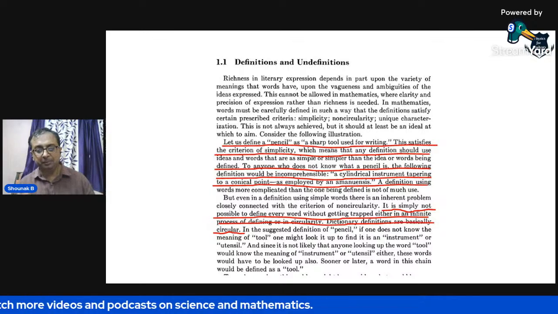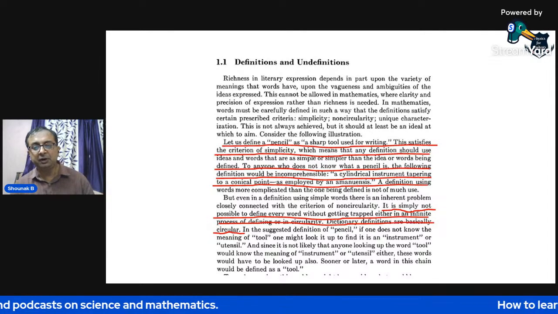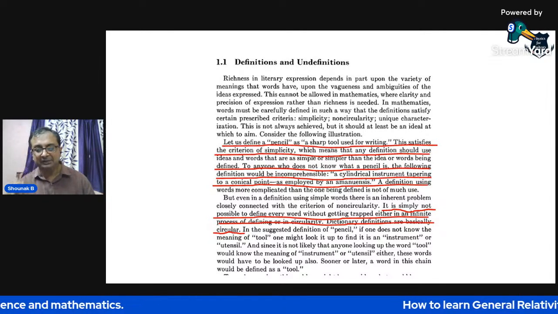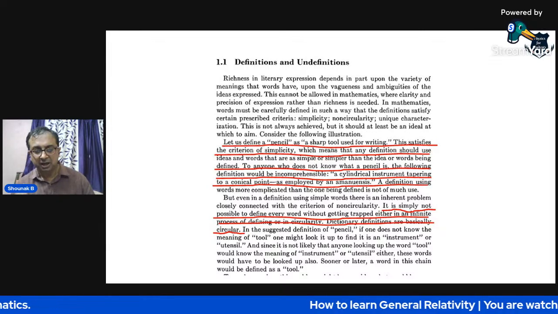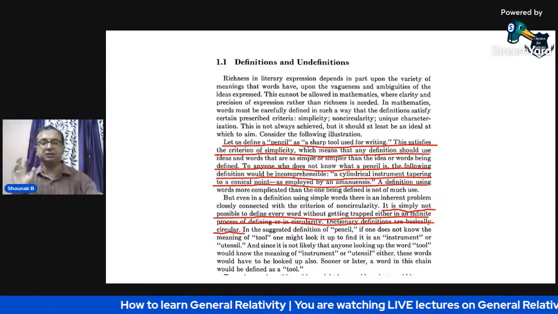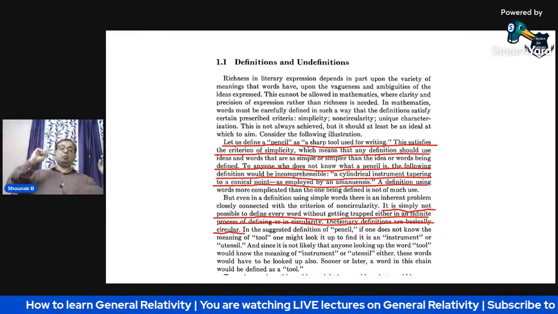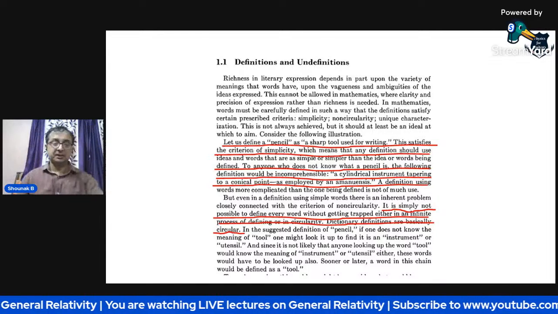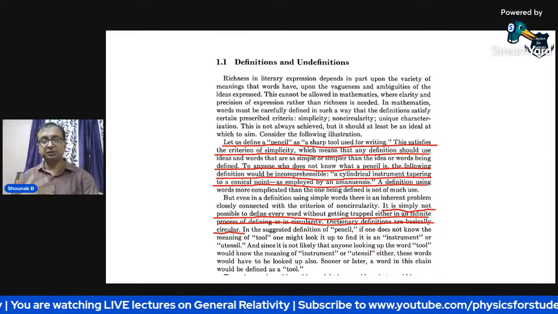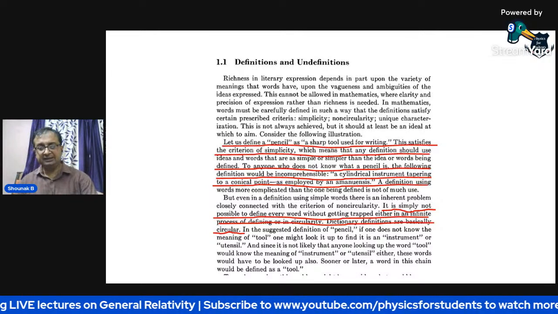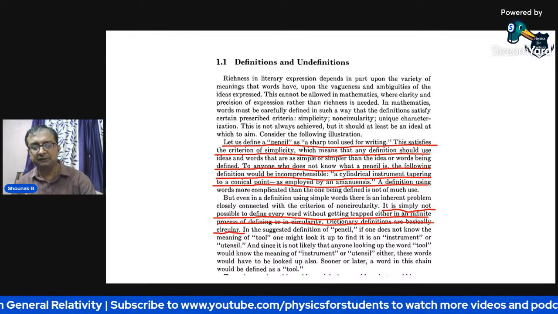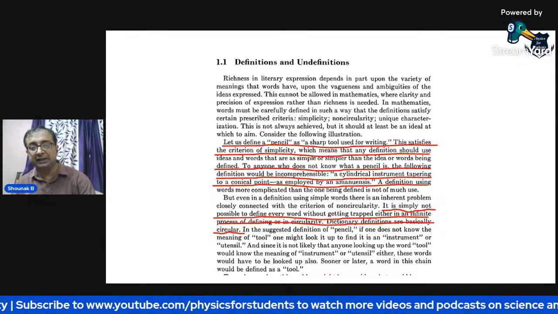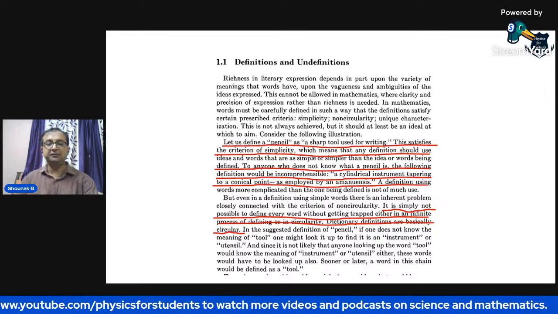It is simply not possible to define every word without getting trapped either in an infinite process of defining or in circularity. Dictionary definitions are basically circular. This is a golden word, I would say. Dictionary definitions are circular. And he says that it is simply not possible to define every word without getting trapped either in an infinite process.